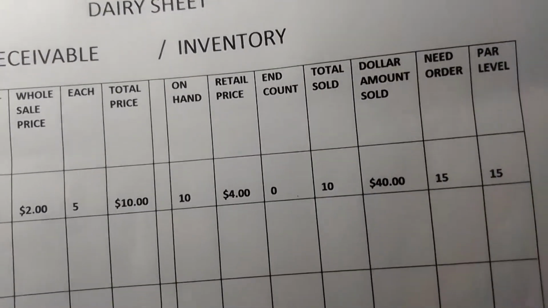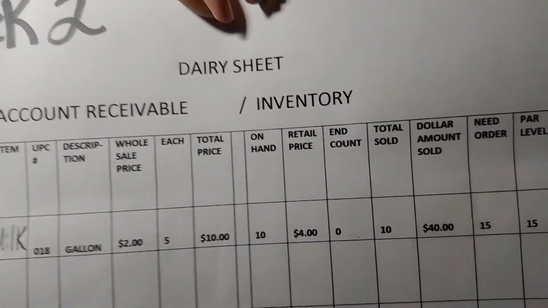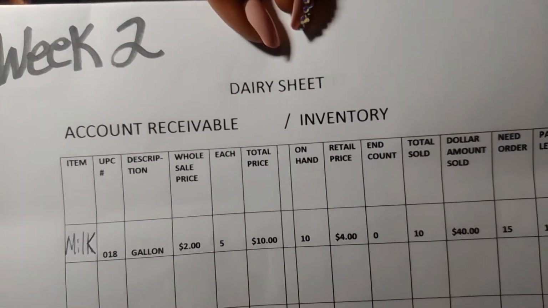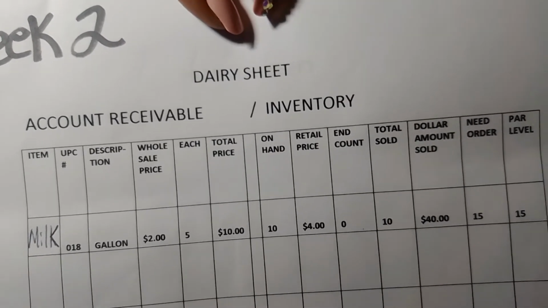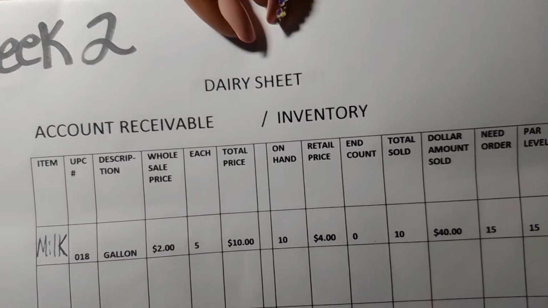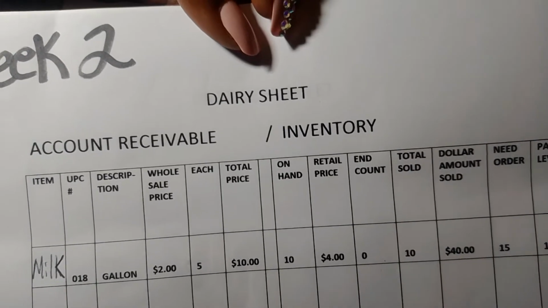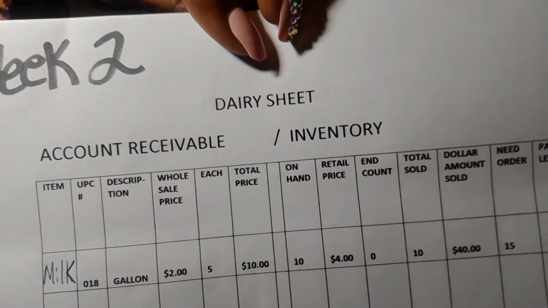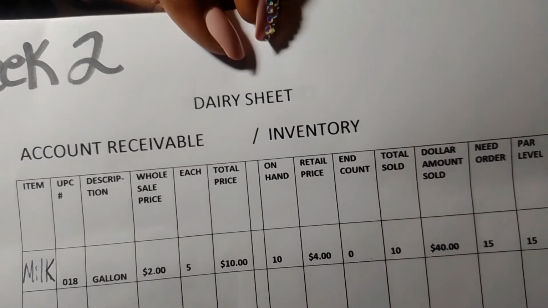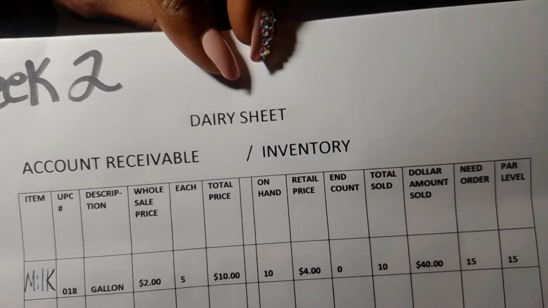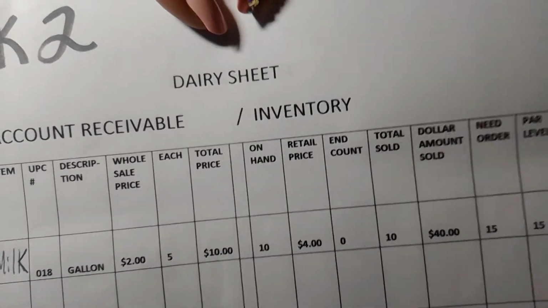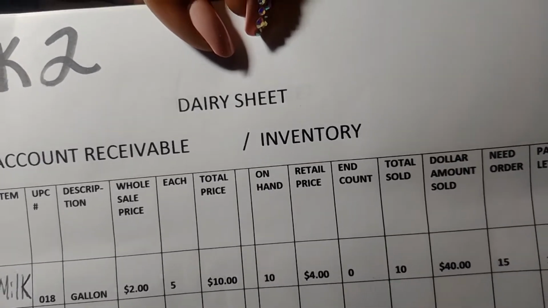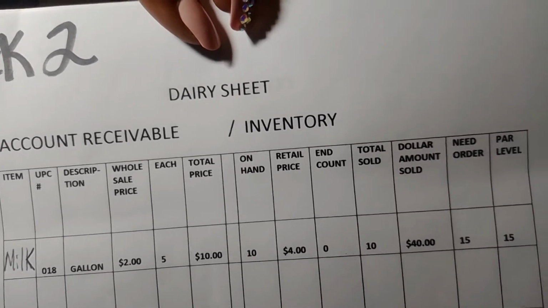So what you're going to do is take your invoice, and you're going to put everything that truck brought you on accounts receivable. Okay? Because accounts receivable means that you are recording everything that any vendor brings to your store, so at the end of the month, we can pay that vendor. That's called accounts receivable. Okay?